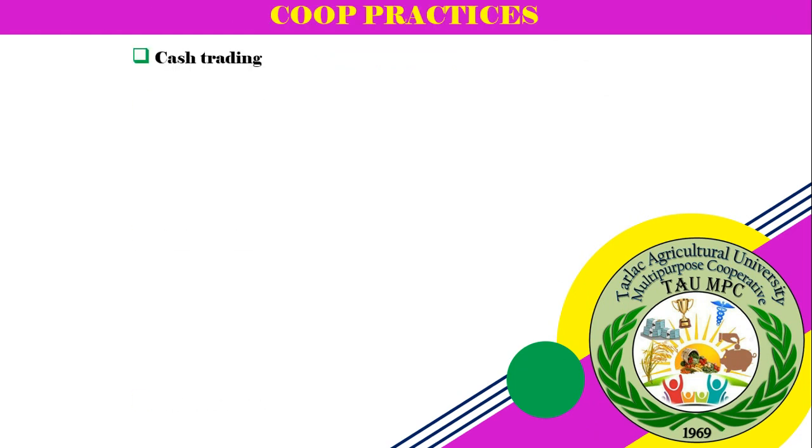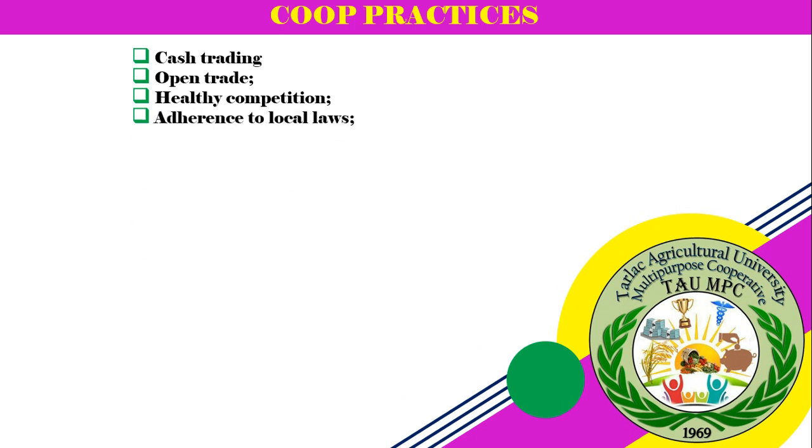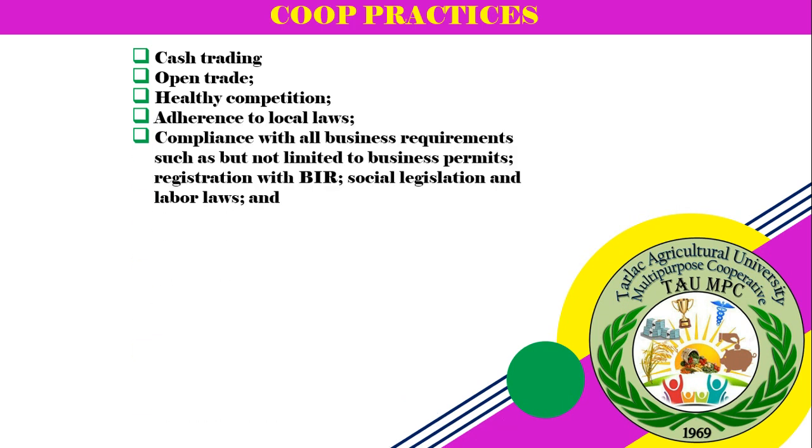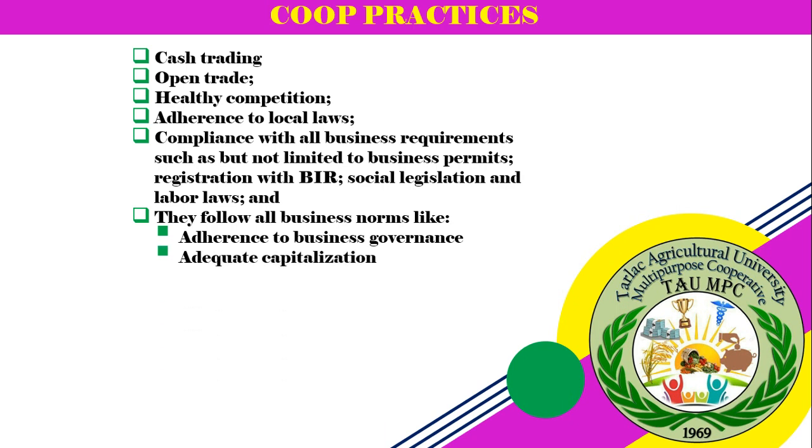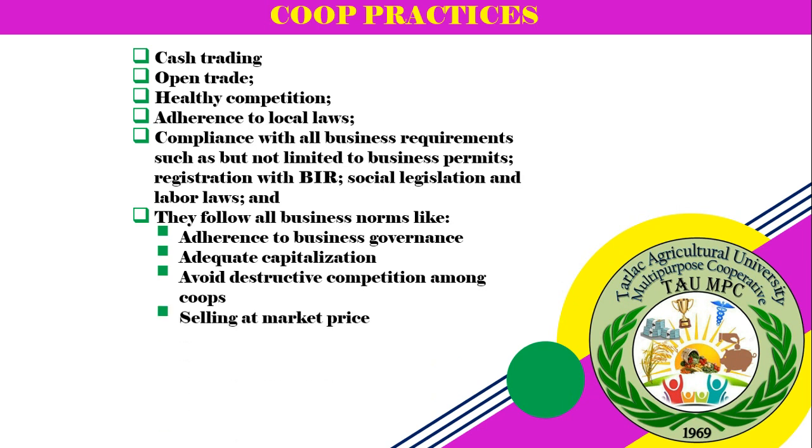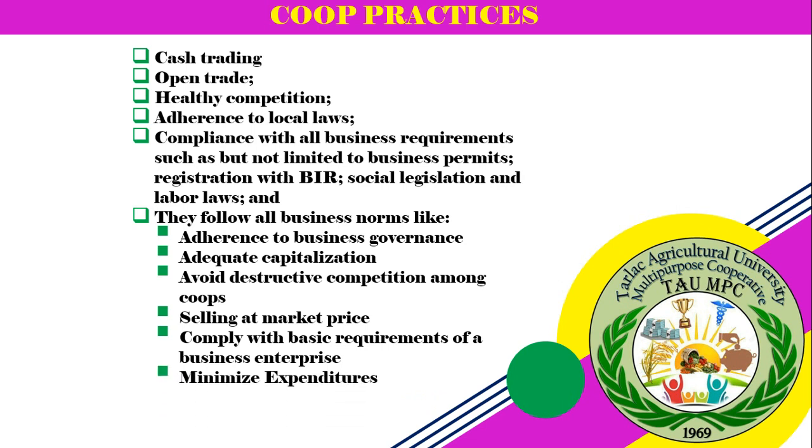Co-op practices. Cash trading. Open trade. Healthy competition. Adherence to local laws. Compliance with all business requirements such as but not limited to business permits, registration with BIR, social legislation and labor laws, and they follow all business norms like adherence to business governance, adequate capitalization, avoid destructive competition among co-ops, selling at market price, comply with the basic requirements of a business enterprise, minimize expenditures, quality standardized goods, and constant expansion.